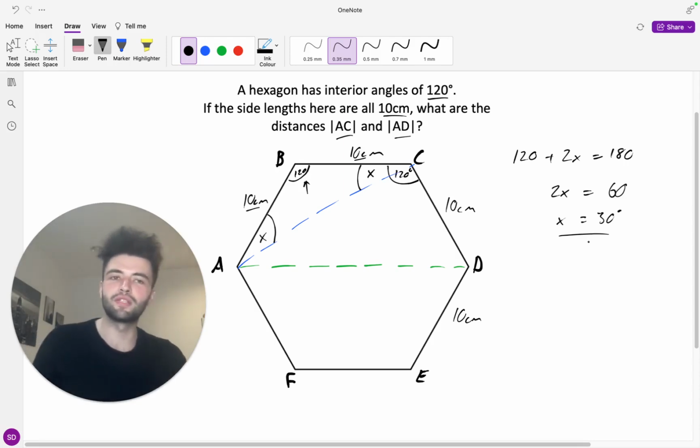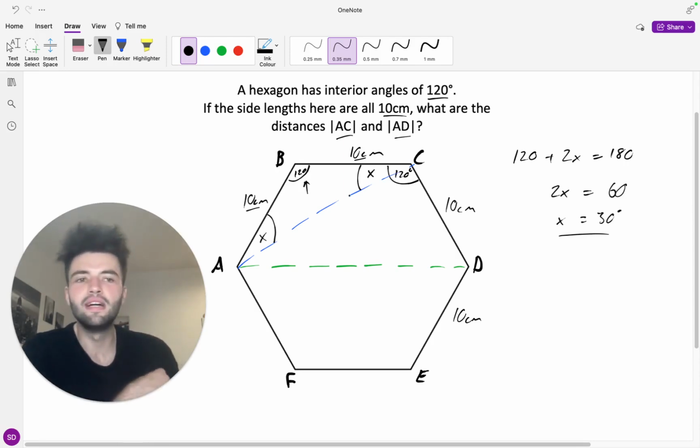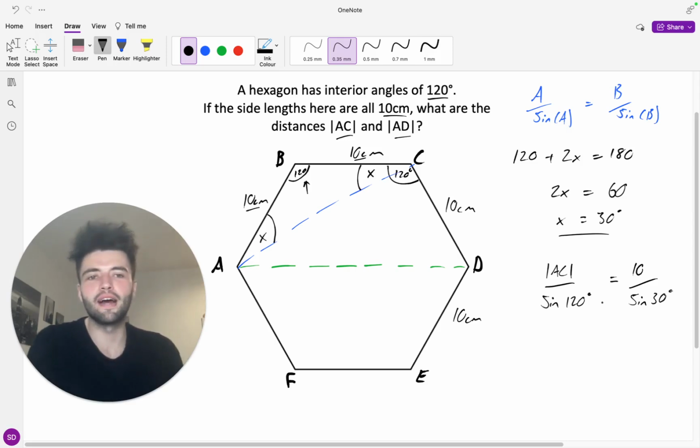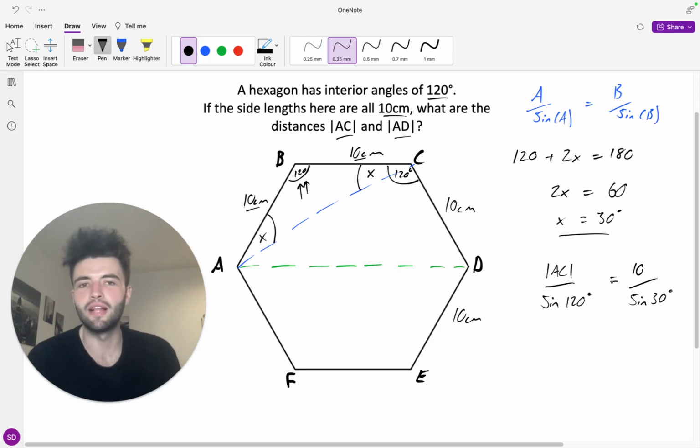We've just found some of our angles here, and now what we can actually do is use the sine rule to find the value of AC. And so basically if we set up an equation here, we're going to have AC over sine 120 is equal to 10 over sine 30. Again, because the side AC is opposite this angle of 120 degrees up in the top. And then we worked out that the value of each of the angles on the left and right in this triangle involving AC is going to be 30.